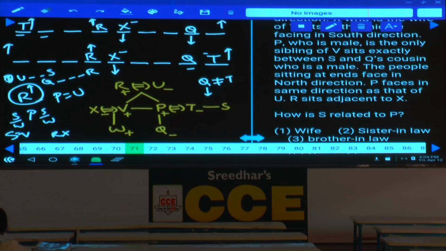The next one. R and Q were done. As R and Q were done, now we are left with U and S. Now, for this U and S, how many persons must be in between these two? There must be exactly 2 persons, isn't it? As for U and S, Q is facing towards south and T is facing towards north. We have taken this information and this has been done.